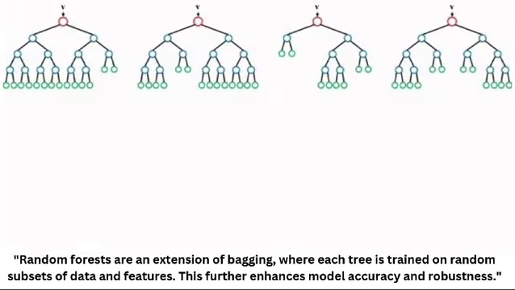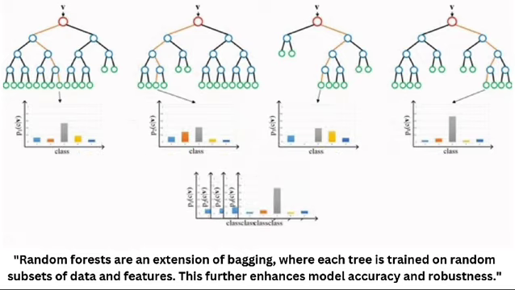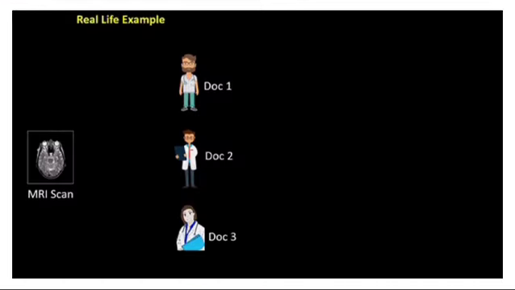Random forests are an extension of bagging where each tree is trained on a random subset of the data and features. They further enhance model accuracy.